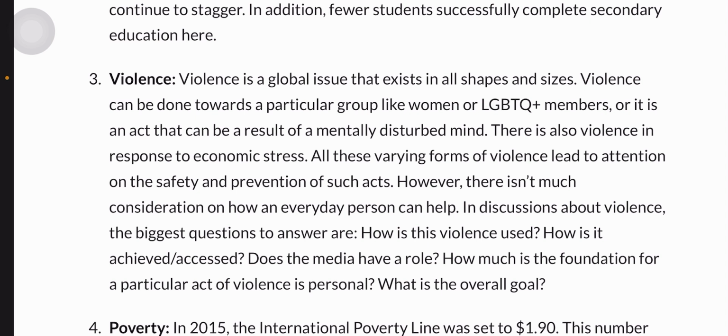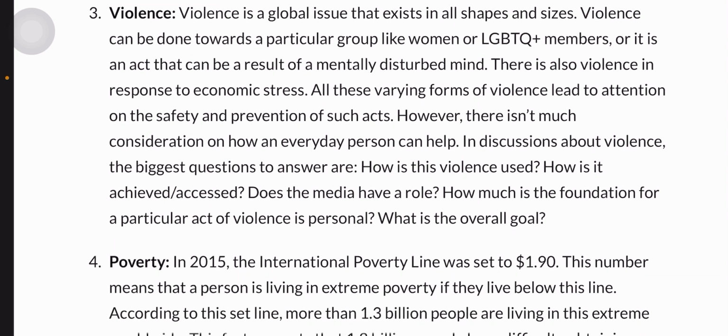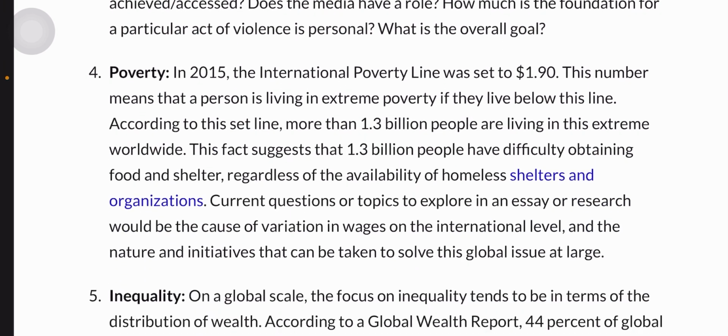In discussion about violence, the biggest questions to answer are: how is violence used, how is it achieved or assessed, does the media have a role, how much is its foundation for a particular act of violence personal, what is the overall goal. Number 4, poverty.